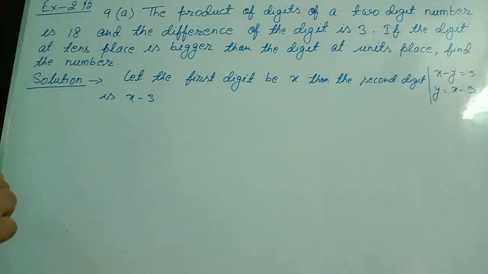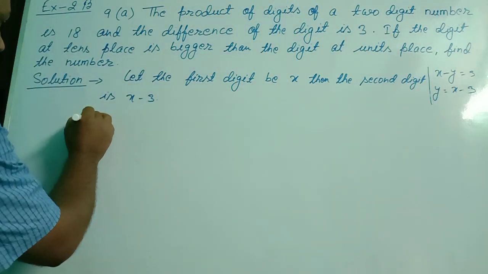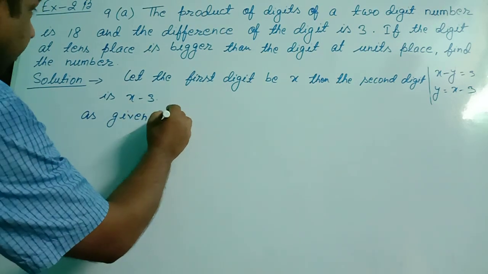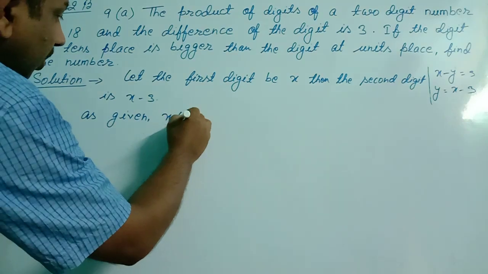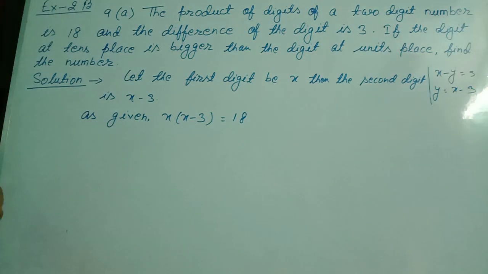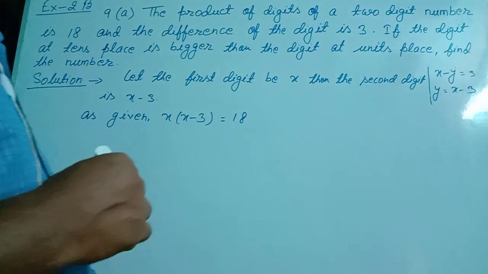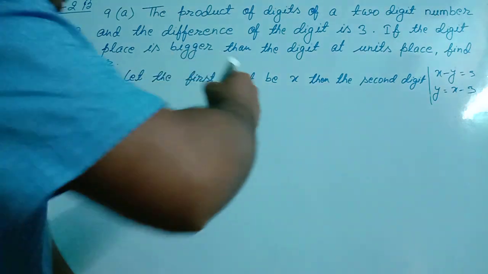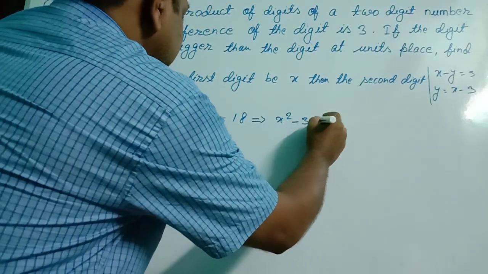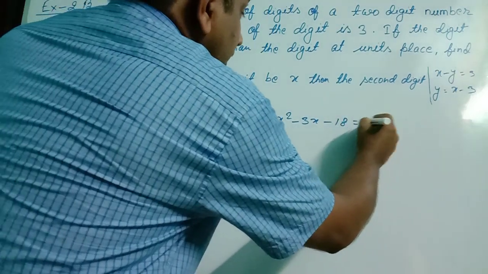Now the product of digits of a 2-digit number is 18. Here we write as given. The product means x into x minus 3 is equal to 18. So from here we can prepare one quadratic equation. Let us prepare that quadratic equation: x square minus 3x minus 18 equal to 0.